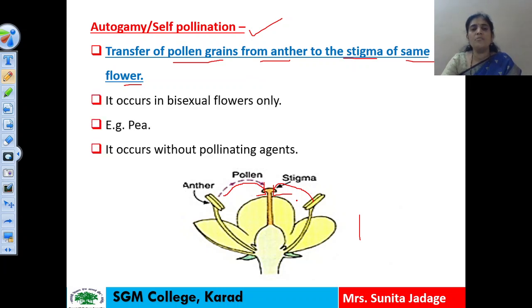Okay. This type of pollination occurs only in bisexual flowers. Means the flowers having both the essential whorls, androecium and gynoecium, then only self-pollination or autogamy is possible. Example here, pea plant, and it occurs without pollinating agents. Means there is no requirement of any insect or any pollinating agent for the transfer, because the pollen grains are transferred within the same flower. This is the first type of pollination, known as autogamy or self-pollination.